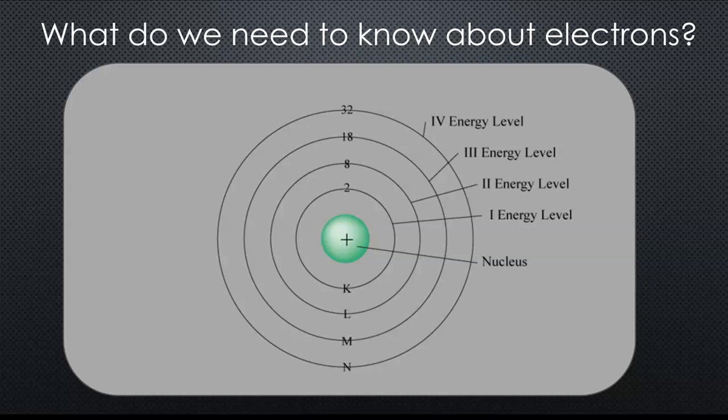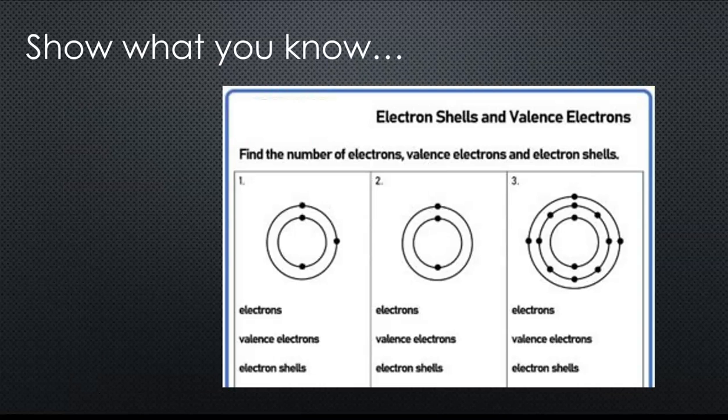Here's what I'm going to have you do. It's your opportunity to show what you know. I want you to look at these 3 examples, 1, 2, 3. You're going to find the number of electrons in each example, the number of valence electrons, and then I want you to count the number of electron shells.